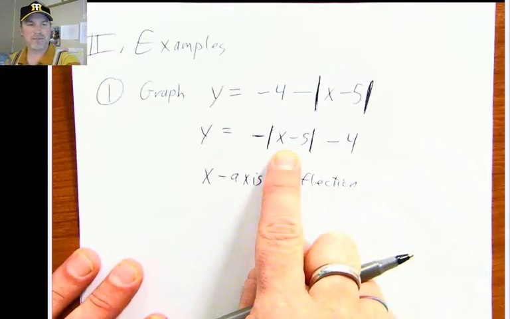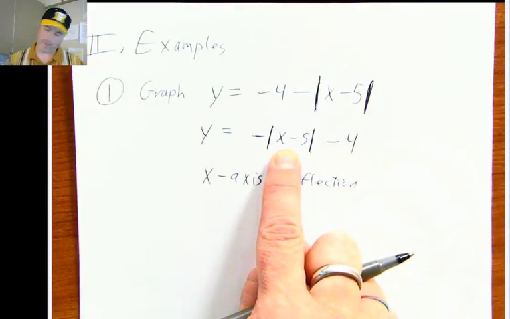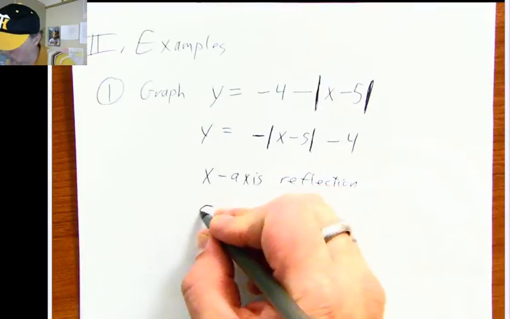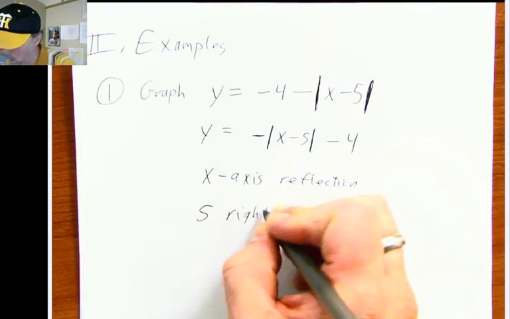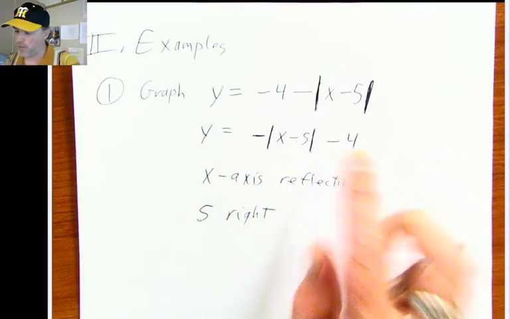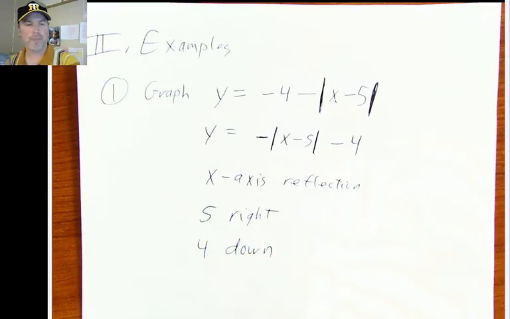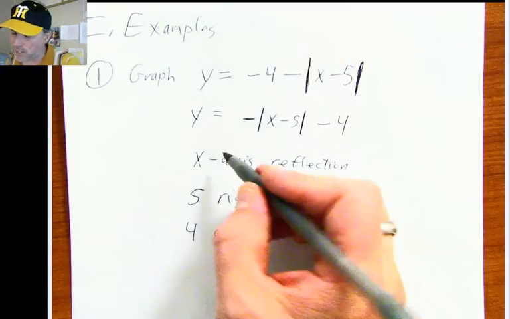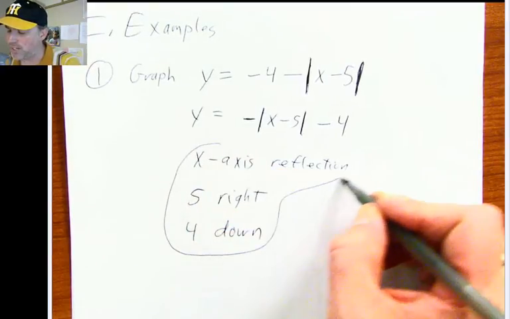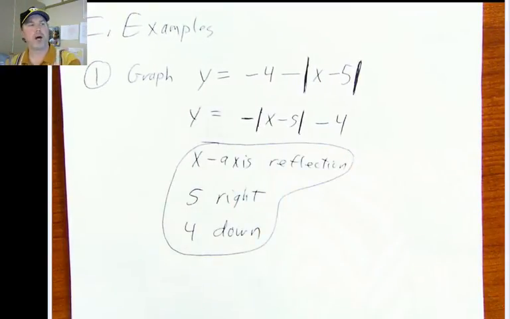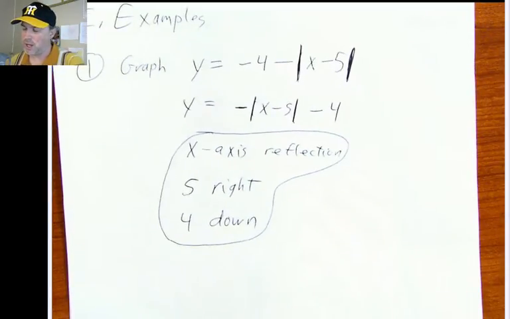This x minus 5 on the inside, that means that we're traveling 5 to the right. And this negative 4 on the outside, that shows that you're going 4 down. As I've been telling you guys in class, you must write this down when you're doing a graph. You must write down the transformations.